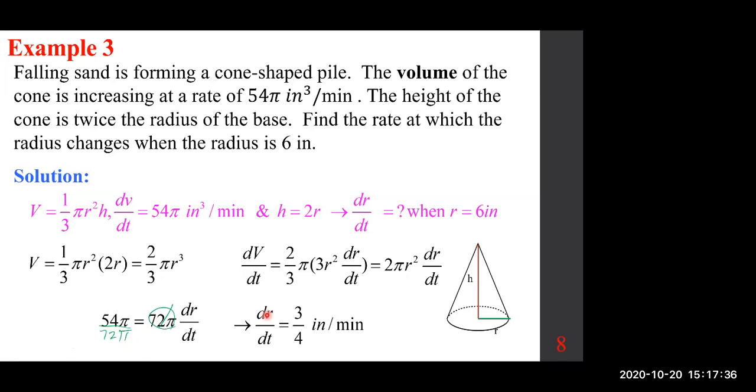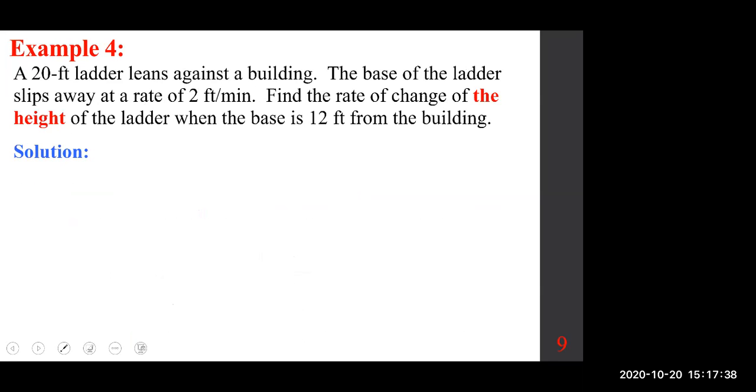We want to look at this question. Could somebody read this one for us, please? A 20-foot ladder leans against a building. The base of the ladder slips away at a rate of 2 feet per minute. Find the rate of change of the height of the ladder when the base is 12 feet from the building. Thank you so much, Ethan.